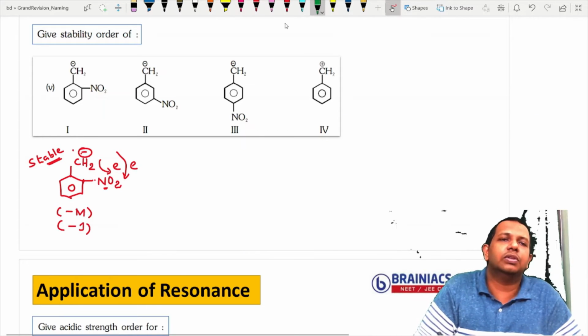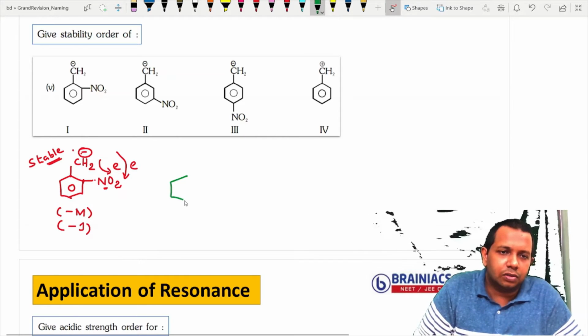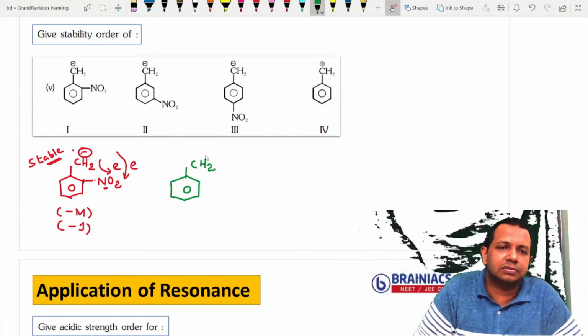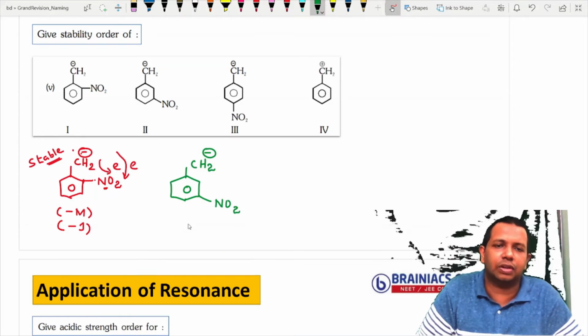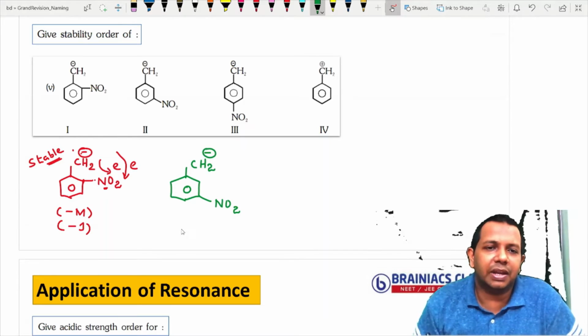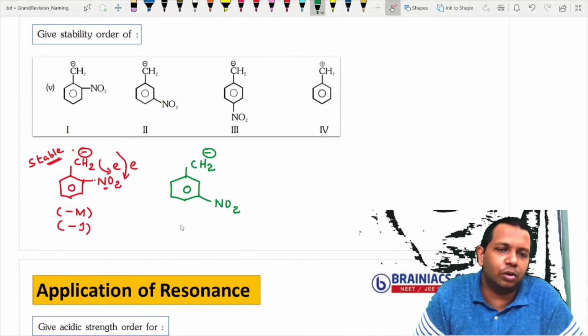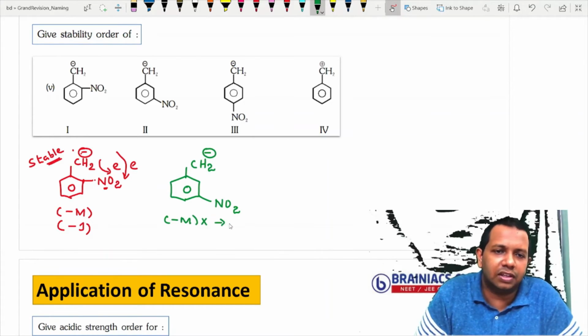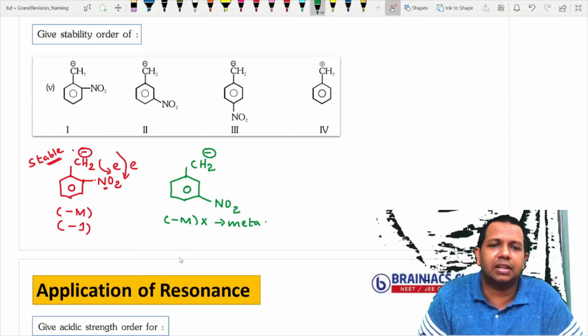Now let's go to the next species. There you have the benzene, then it is connected to CH2 minus. You can also see the nitro group is connected at the meta position. Since it is connected at the meta position, even though NO2 has a minus M effect, here it is not present. Why? Because it is at a meta position.